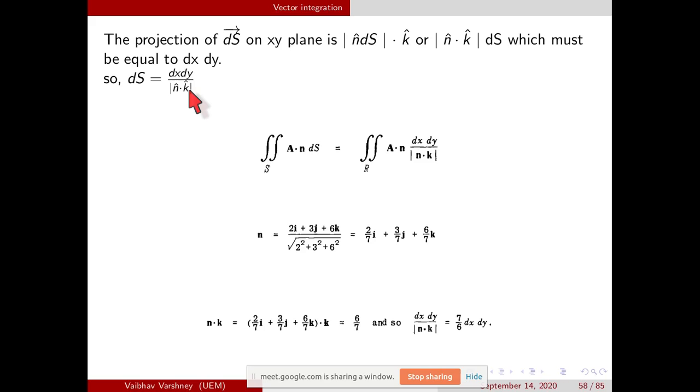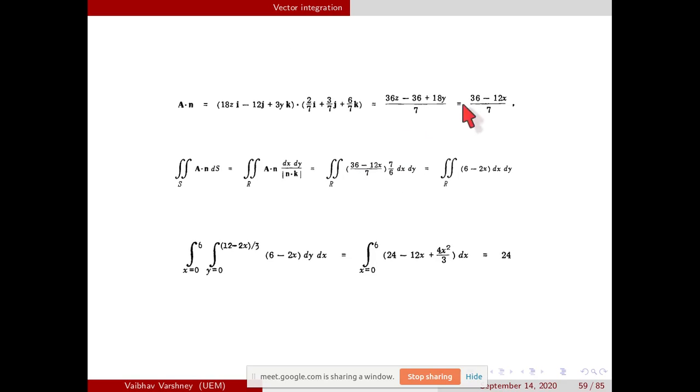And now I just put this in the surface integral formula, and we all know that we can calculate n through the gradient. So this is the gradient of that equation of the plane, and I calculated n dot k. Till this point I have only put the values of A dot n cap and n dot k dx dy. So after putting all values, we are getting this term. Now we have to integrate this.